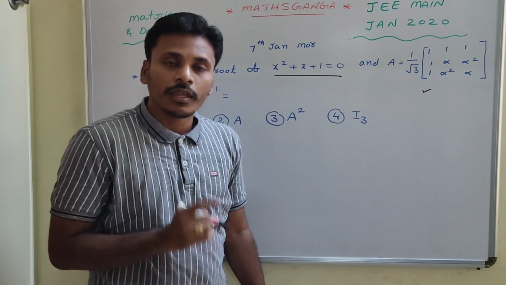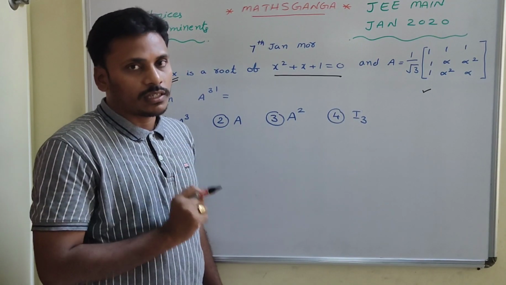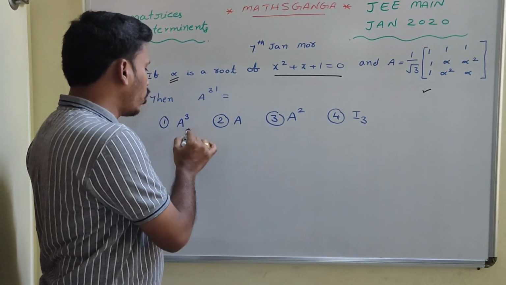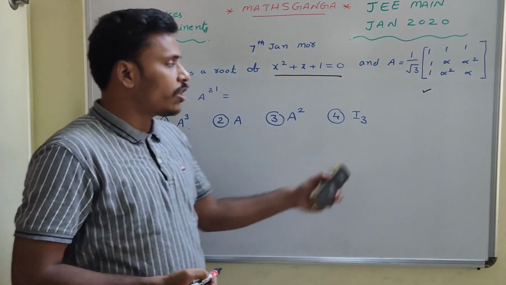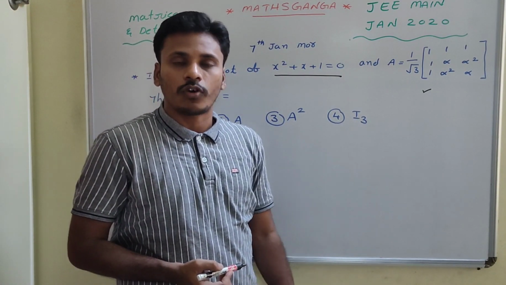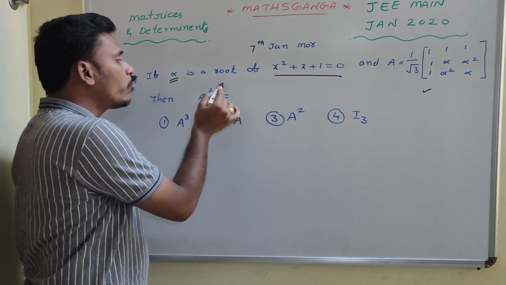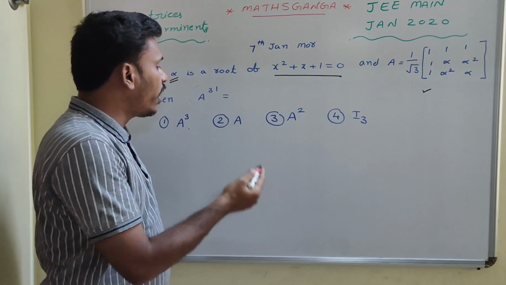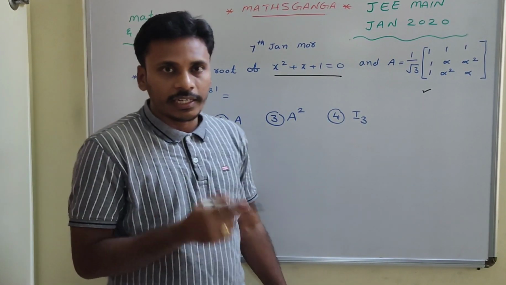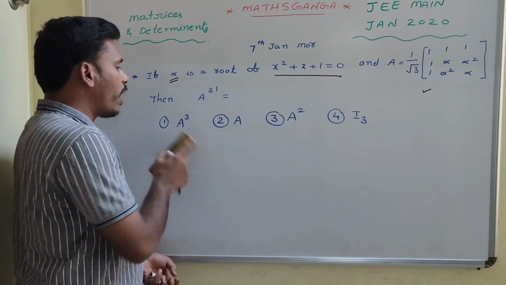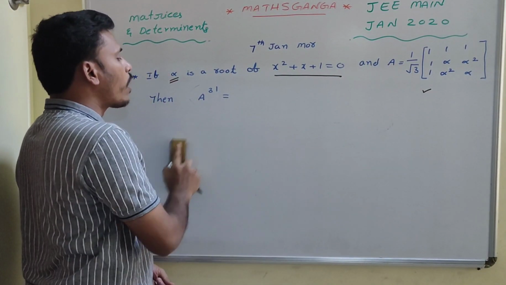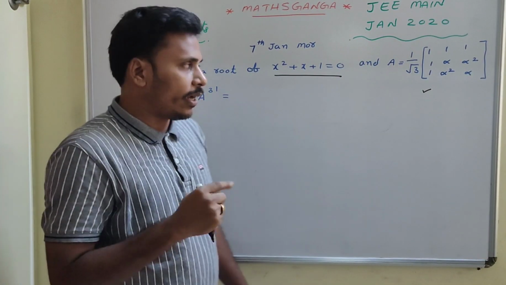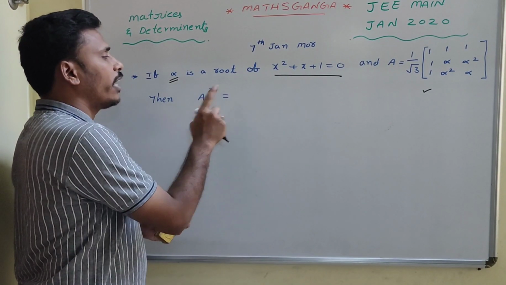We are going to identify A power 31. Look at the options once. The options are also in terms of A, like A cube, A square, I3. I think you know that I3 is the identity matrix of order 3 by 3. So at the end you need to simplify this A power 31 again in terms of A. Either it may be A square or A cube or maybe the identity. For the space concern, I am erasing these options now. Our idea is to simplify A power 31 again in terms of A, so keep in mind that we need to simplify that A power 31.